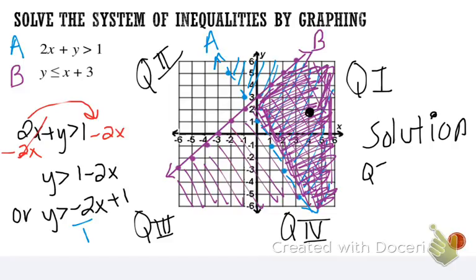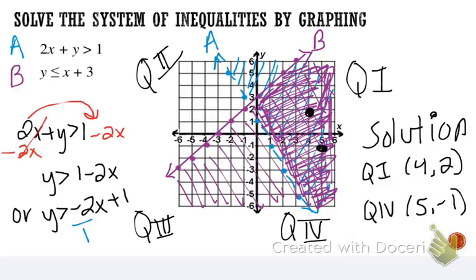So for quadrant 1, 4, 2. And I'm going to pick another point that's in quadrant 4, 5, -1. Okay, that is a solution to this system of inequalities. All right, let's go ahead and do another example.